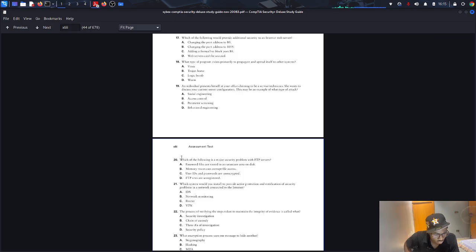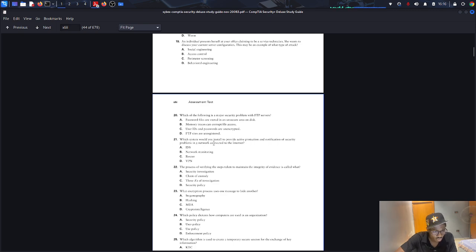FTP sites are unregistered. Memory traces can corrupt file access. User IDs and passwords are unencrypted. I'll just go with C.